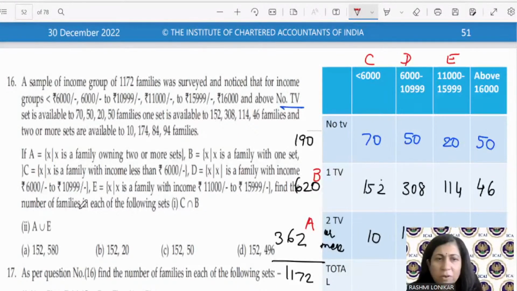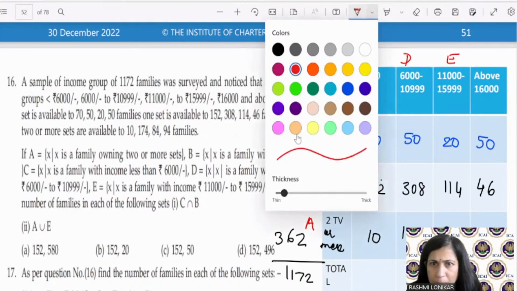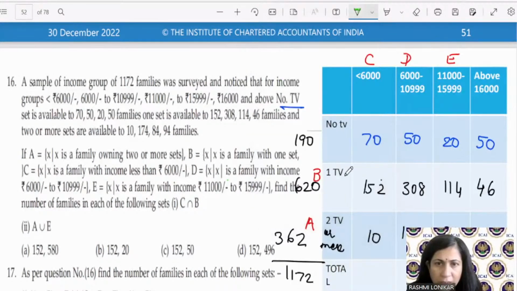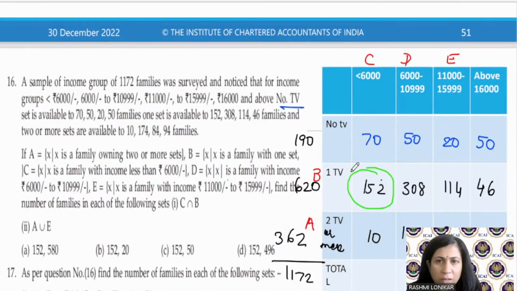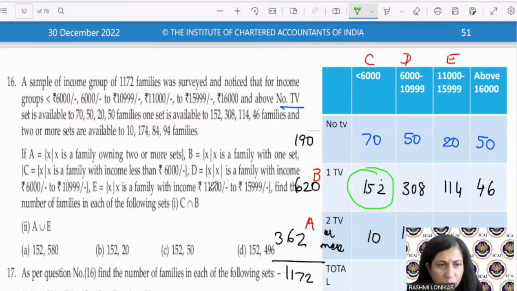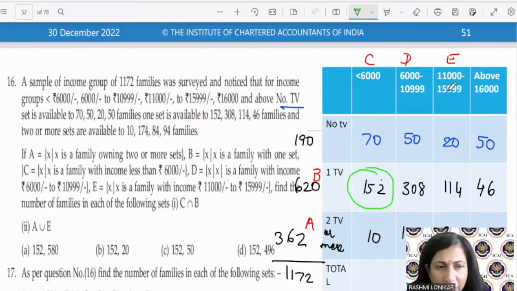Find the number of families in each of the following: C intersection B, and then A union E. So this becomes very easy for you to do.